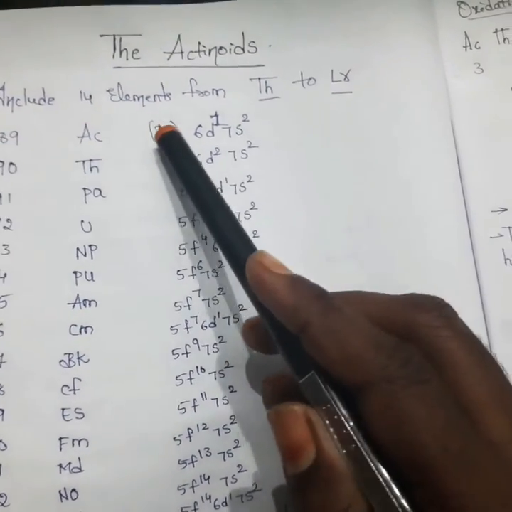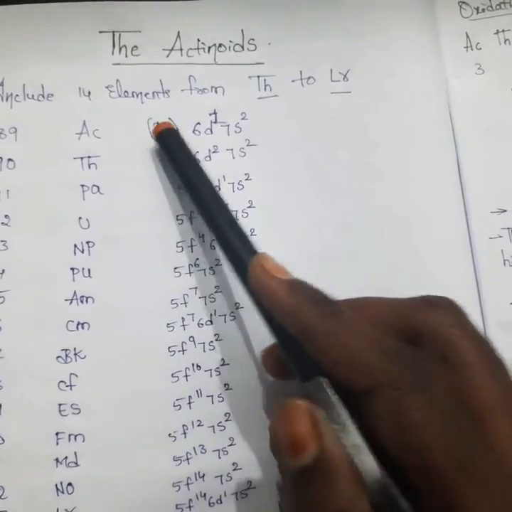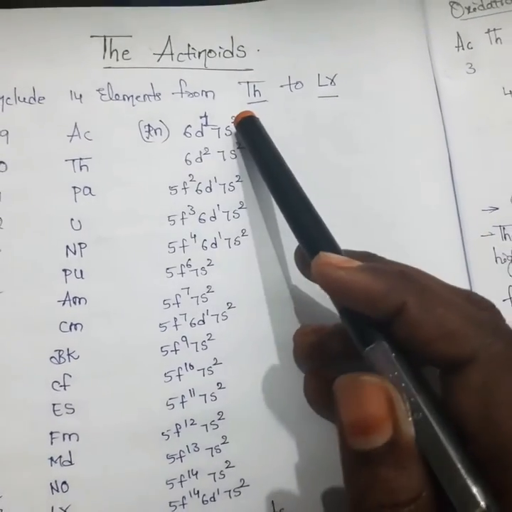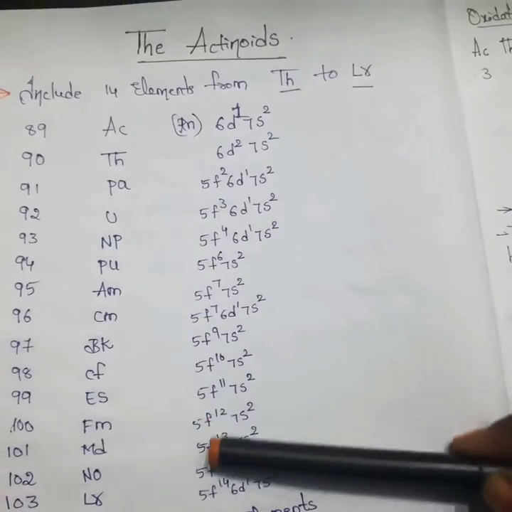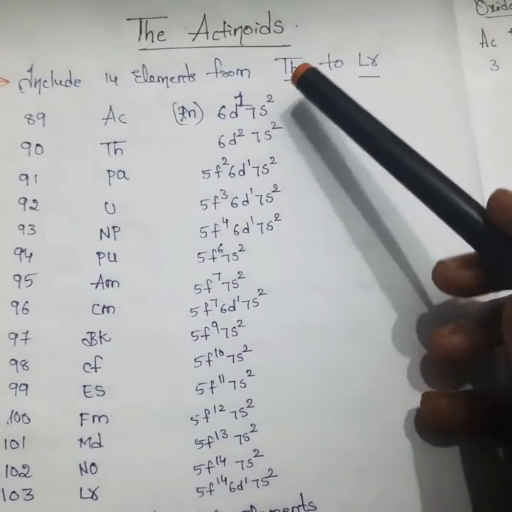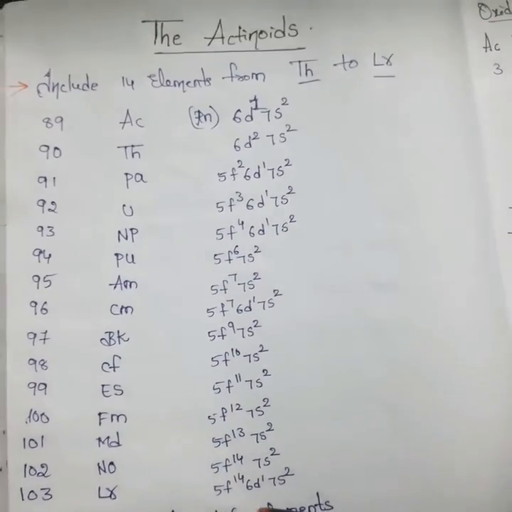This is radon, and 6d1 7s2. This is the electronic configuration. Later, try to have a look at this electronic configuration.